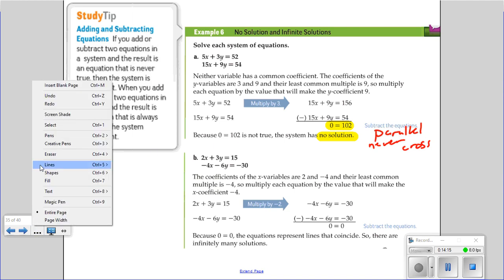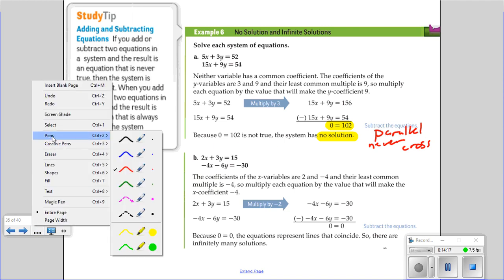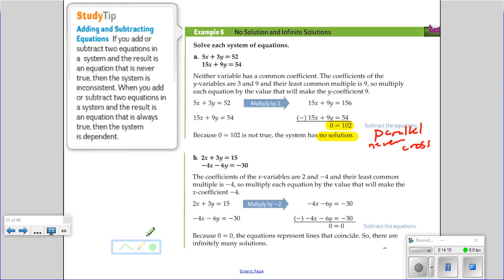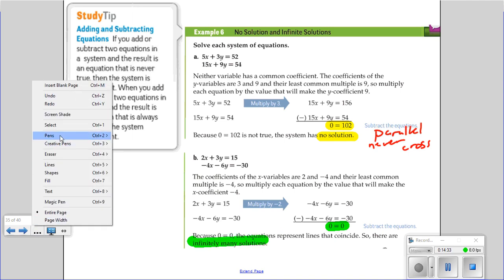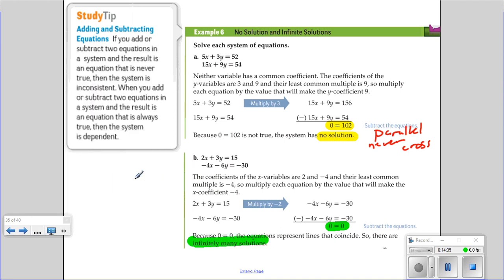But if you get something that is true, like 0 equals 0, this represents infinitely many solutions. So if you go back to when we were graphing, these were lines that coincide. In other words, the same exact line.